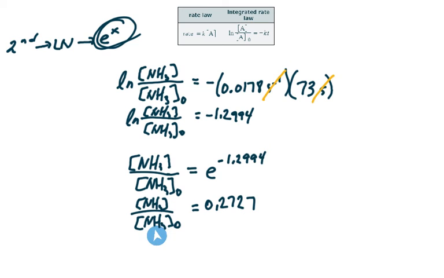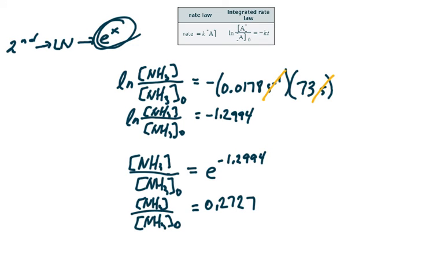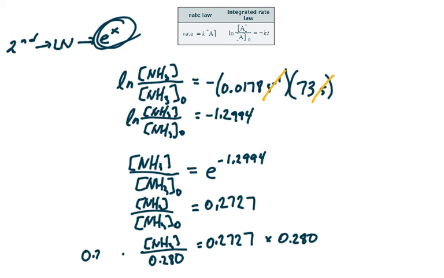Now let's substitute the initial concentration. The initial concentration, as we have here in our givens, was 0.280. So let's go back. Let's place it here. Concentration of ammonia at 73 seconds over 0.280 is equal to 0.2727. Now, how do I solve for this? Easy. I multiply both sides by 0.280. That goes away. And I get the concentration of ammonia is equal to 0.2727 times 0.280.